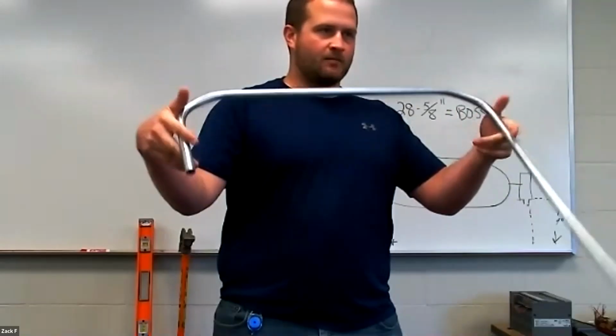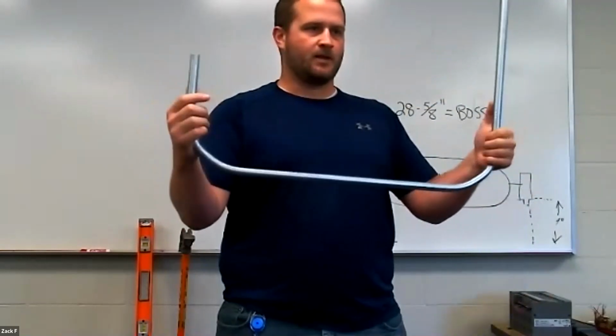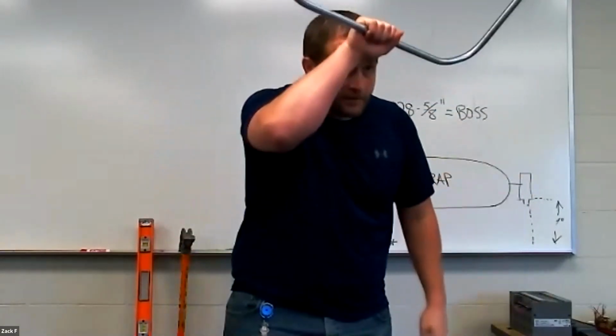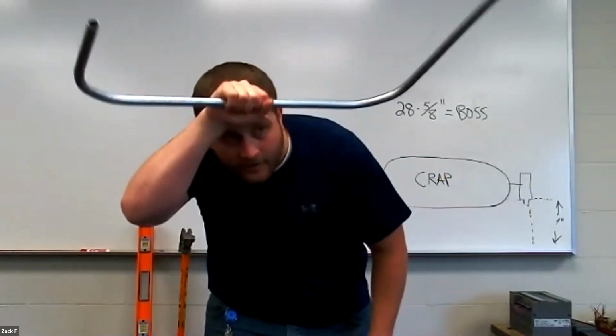That's good. So this is a back-to-back 90. These are also called a bullhorn. If you ever hear somebody on a job say, hey, I need a bullhorn, it's this tall, blah, blah, blah. It's this because it looks like a bullhorn, right?